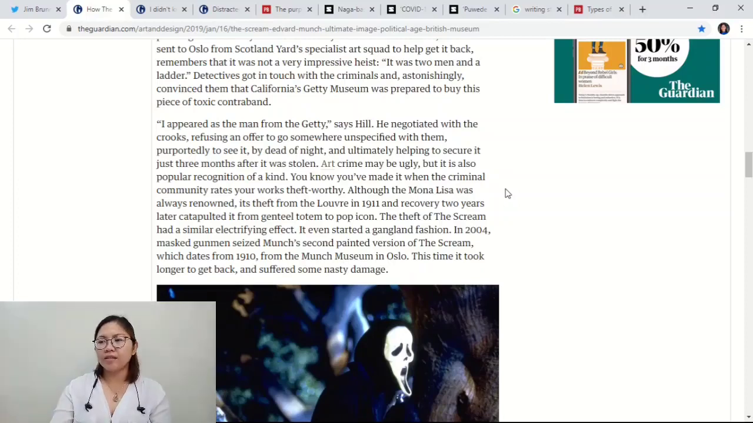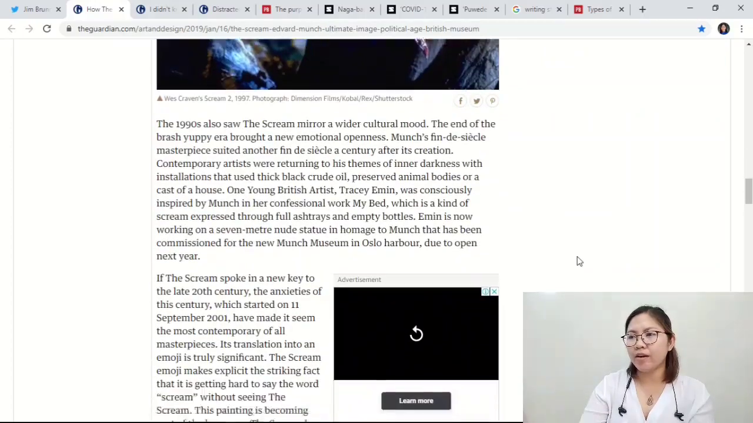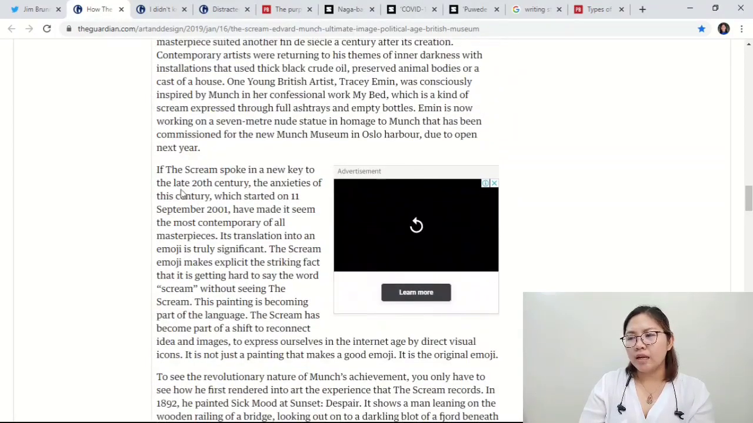In 2004, masked gunmen seized Munch's second painted version of the Scream, which dates from 1910. This time, it took longer to get back and suffered some nasty damage. So that's some historical account about the painting, which is found in your body. He expounds his theme in the later paragraph by saying that in the 1990s, the Scream has become a cultural mood, that it also represents the anxieties of the 21st century, beginning in September 11, 2001.